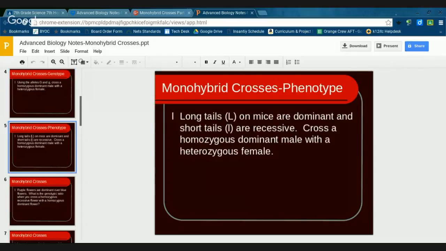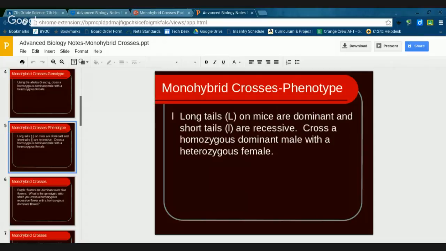So now we're going to add in some phenotypes. Again, you don't have to write down the problem. You can just do this off to the side in your notes somewhere. We've got long tails on mice are dominant to short tails, which are recessive. By the way, I don't know if this is actually true. These are just genetics problems I made up. So what you're going to do is cross a homozygous dominant male with a heterozygous female.